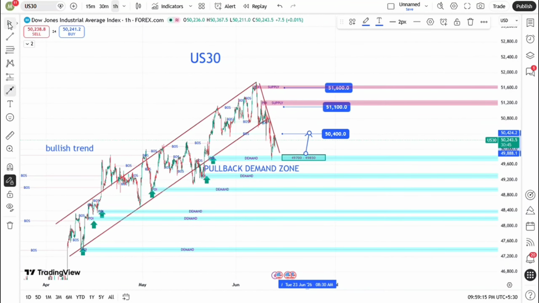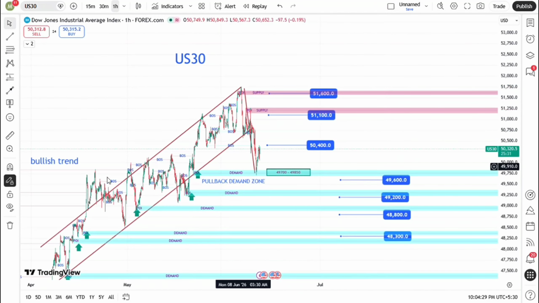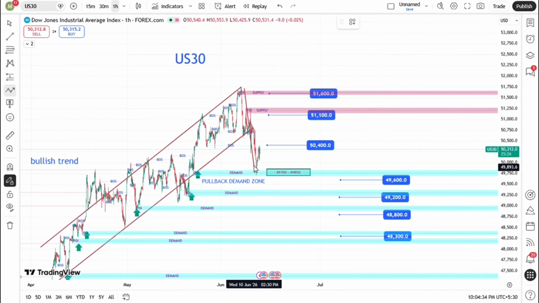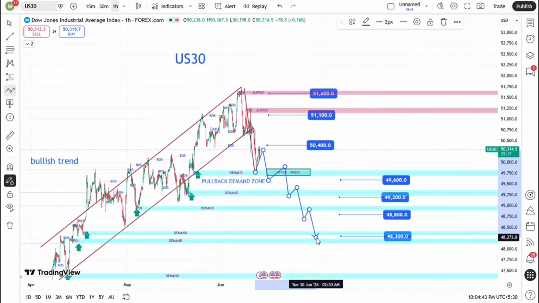Scenario 3 targets T3 at 51,600, sweeping the premium liquidity pool. Alternatively, if order flow shifts and bears take control, a decisive H1 candle close below 49,600 alters our framework. Our primary focus zone shifts to the short side. Under this bearish alternative, the new invalidation level is strictly set at 49,900.